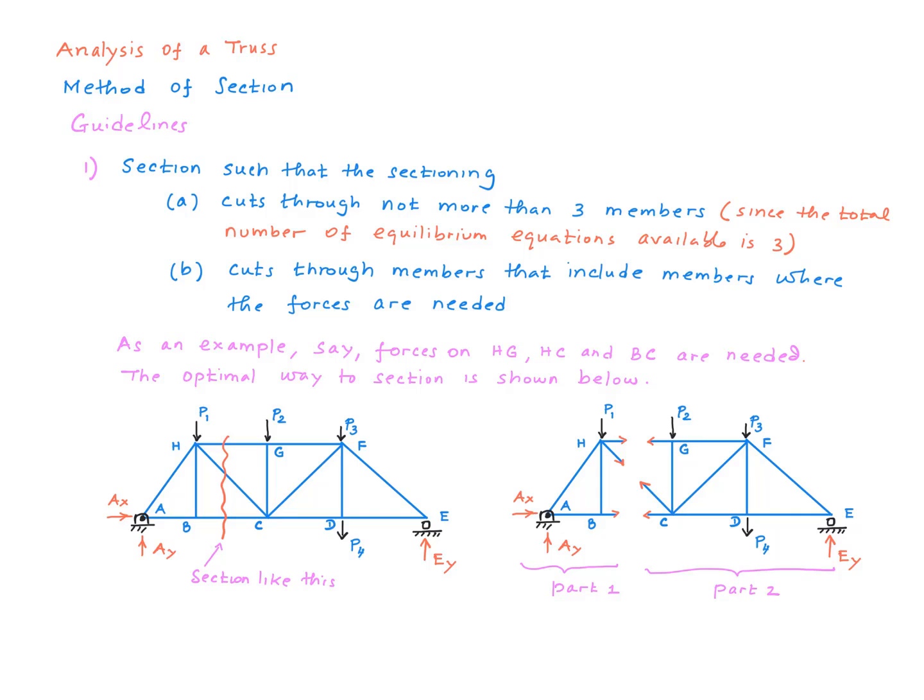For example, referring to this truss, if you are interested in finding the forces on HG, HC, and BC, this is the most optimal way to section the truss. When you do, you're cutting through this member, and this member, a total of 3 members, and therefore you are following the guidelines. Number 2, you're cutting through the members that you are interested in calculating the forces at, right? You're cutting and separating the truss into 2 parts. This is your first part, and this is your second part, part 1 and part 2. So you can use either one of those in principle to find the forces on these members.